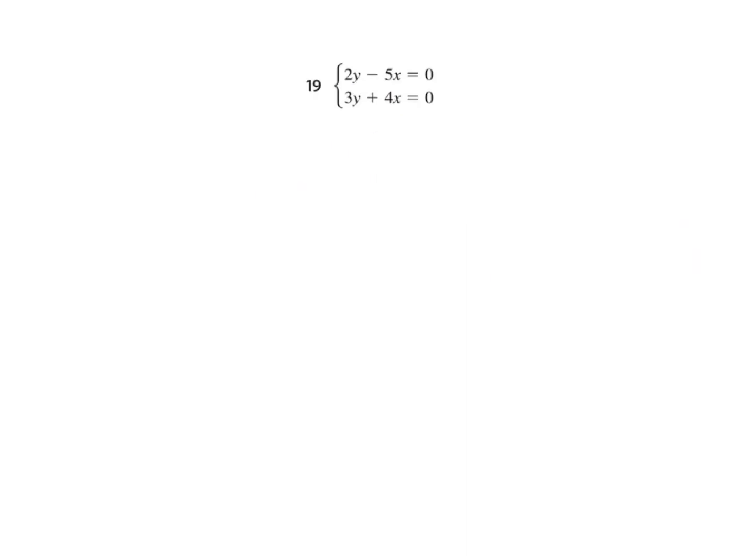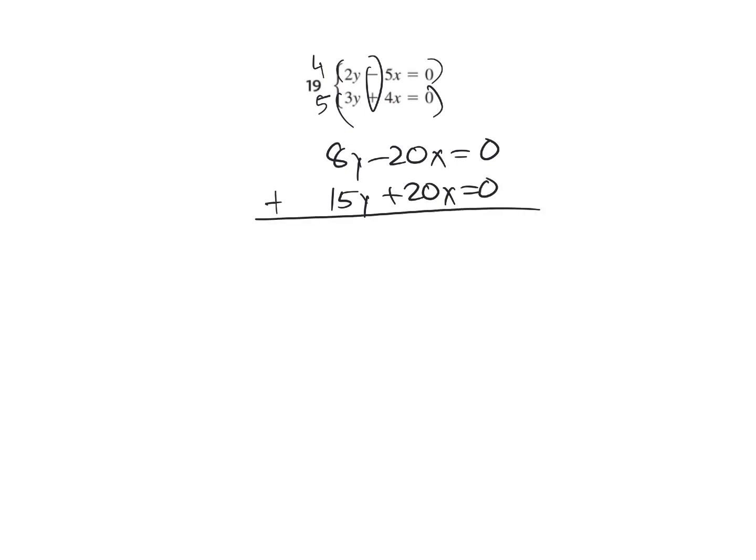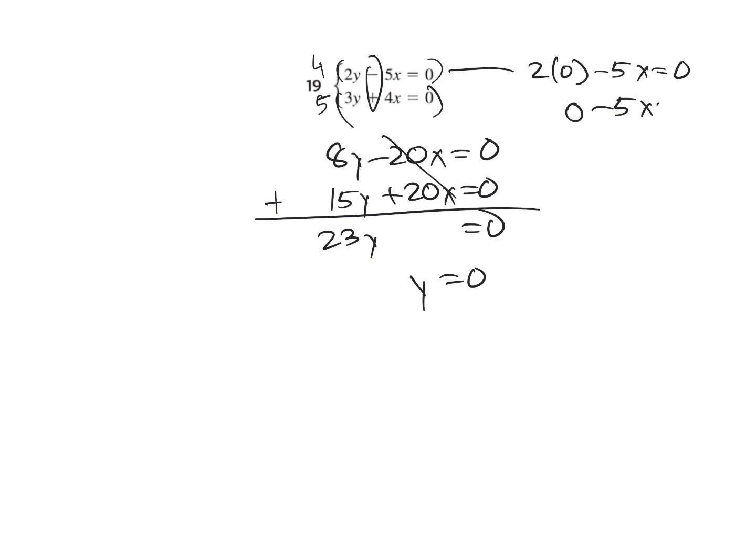All right, let's multiply. You can pick x's or y's here. It doesn't really matter. We do have the positives and negatives there. Let's choose the x's. Multiply the top by 4 and the bottom by 5. 8y minus 20x equals 0. 15y plus 20x equals 0. Get 23y equals 0. So divided by 23 is still 0. And if y is 0, 2 times 0 minus 5x equals 0. So x is still going to be 0. So 0, 0 is where those two meet.